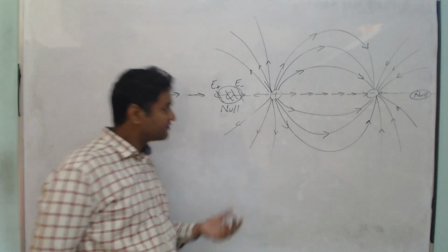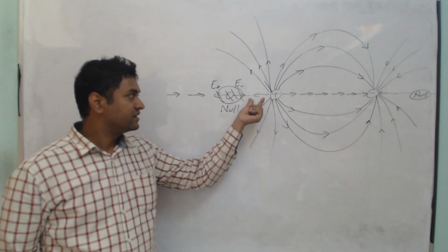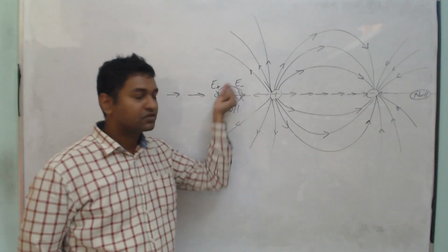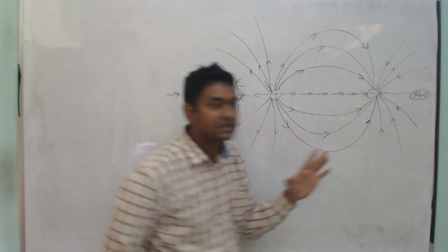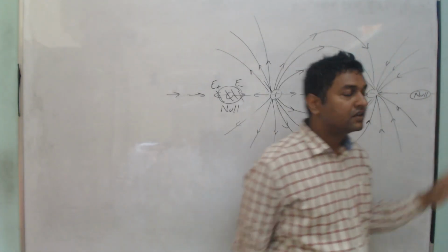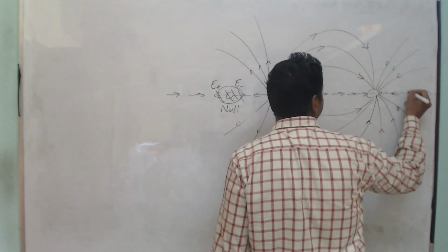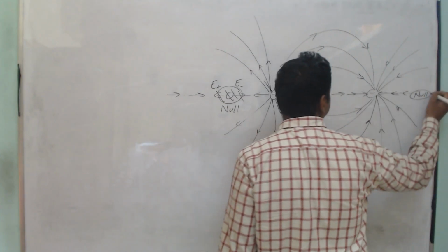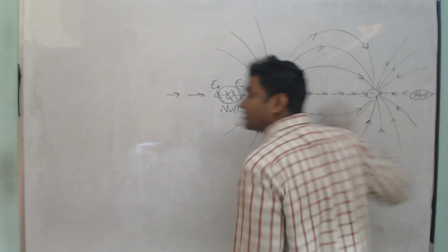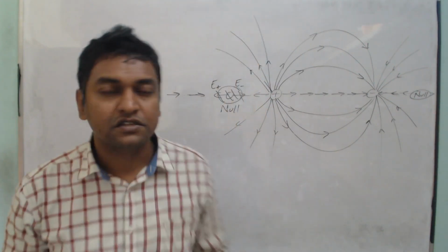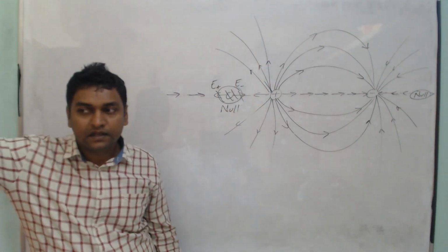But what I'm trying to say is that the direction should change if it crosses a null region. Over here, the field lines will be towards the negative charge, and if it crosses a null region, after that it should be away from the negative charge. Is this clear? Yes, sir.